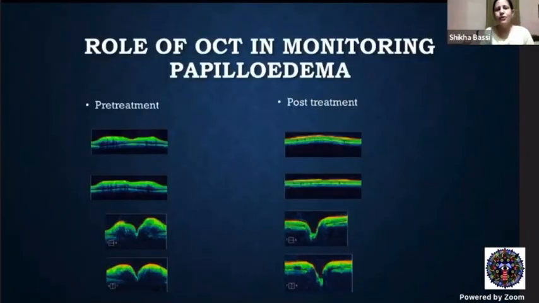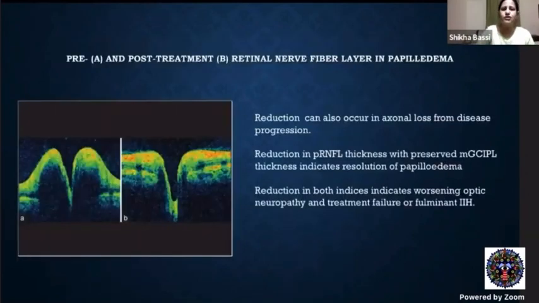Now, coming to the role of OCT in monitoring true papilledema in IIH patients, these are the RNFL thickness analysis pictures of the pre-treatment and post-treatment. You can see that the thickness decreases after the treatment, and that shows the success of the treatment. But there's a catch to it. If there is a reduction in the RNFL thickness because of the axonal loss, because of the disease progression, then it does not mean that the treatment is successful.